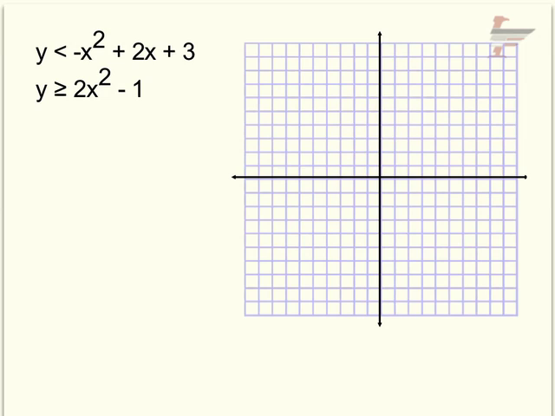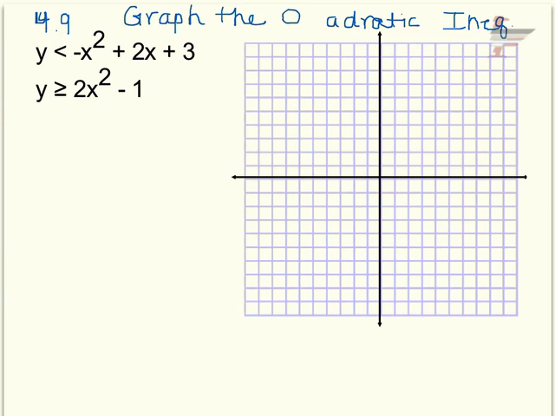Alright, this video is a quick review from section 4.9, and you should pause the video and work through these. And I'm sorry, I should give you some directions. How about let's start there. So the directions here would be to graph the quadratic inequalities. So, see how you do.